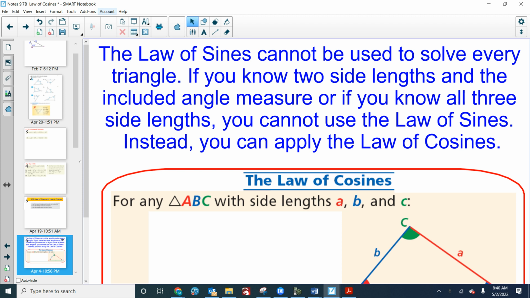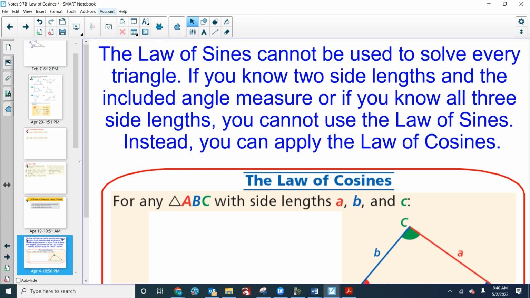So, quick refresher. If it has a 90-degree angle, a right triangle, we can use SOHCAHTOA and the Pythagorean theorem. But if it's not, we have to use the law of sines. Do you remember when? ASA, AAS, and SSA. So those are our three law of sines cases.